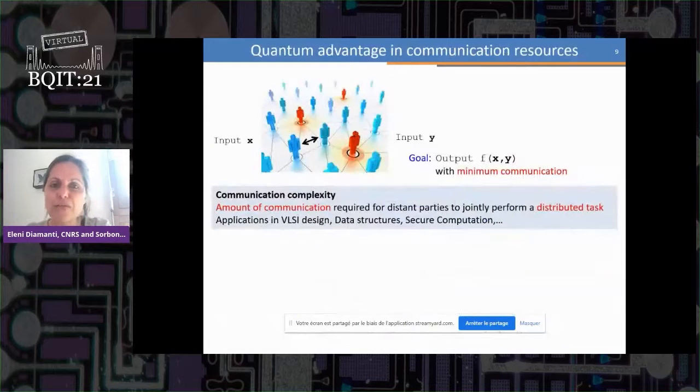In the second half of my talk, I would like to focus now on quantum advantage in communication resources.